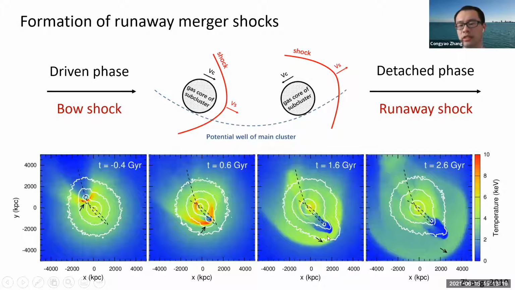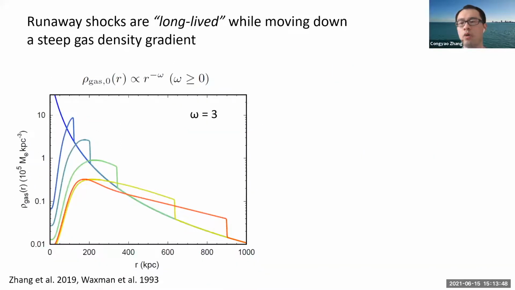You can see in the 3rd and 4th panels, the distance between the outer boundary of the subcluster and the shock front becomes larger and larger. In this process, the merger shock experiences a transition from a bow shock to a runaway shock. An important property of the runaway shock is that once it's formed, its propagation is mainly determined by the surrounding atmosphere, but not the subcluster. For this reason, runaway shocks could be long-lived while moving down a steep gas density gradient.